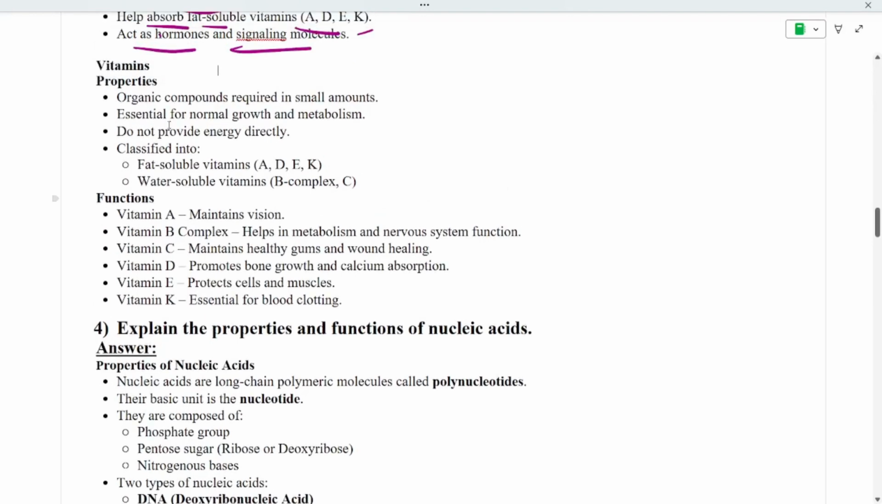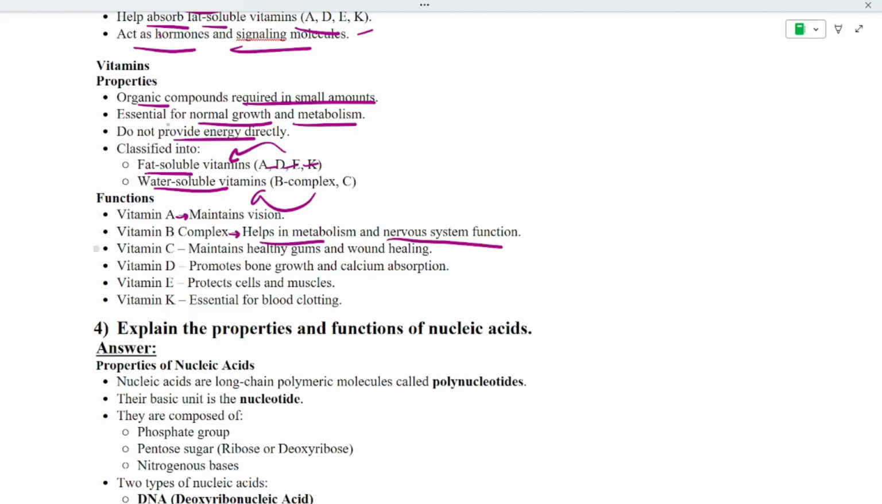Okay. Next is vitamins. Vitamins are organic compounds required in small amounts for normal growth and metabolism, and they do not provide energy directly. They are classified as fat soluble and water soluble. Vitamins A, D, E, K are examples of fat soluble, and B complex and C are examples of water soluble. Okay, vitamin A maintains vision. Vitamin B complex helps in metabolism and nervous system function. Vitamin C helps in gums and wound healing. D is for bone growth and calcium absorption. Vitamin E is for cells and muscles, and K is essential for blood clotting. That you can remember. Okay.